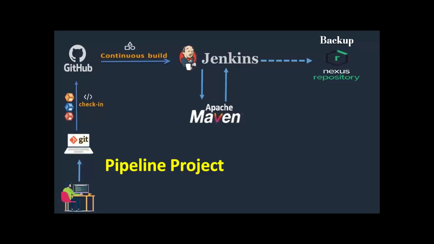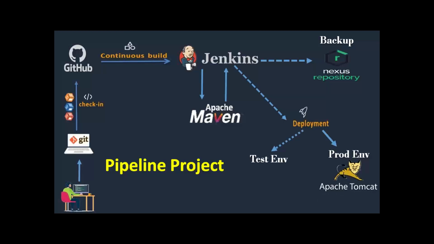Nexus repository is software used to store all artifacts and binary files, APIs, and Docker images. We can store them in the Nexus repository. Not only this, we can store some other related software packages. Okay guys, once it's over, at the same time we are going to deploy that artifact into the test environment, pre-production, production, QA, or dev environment.